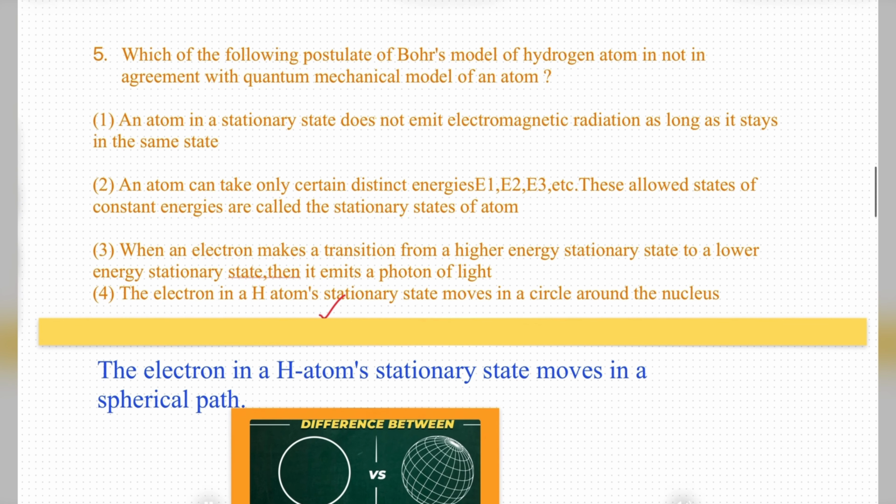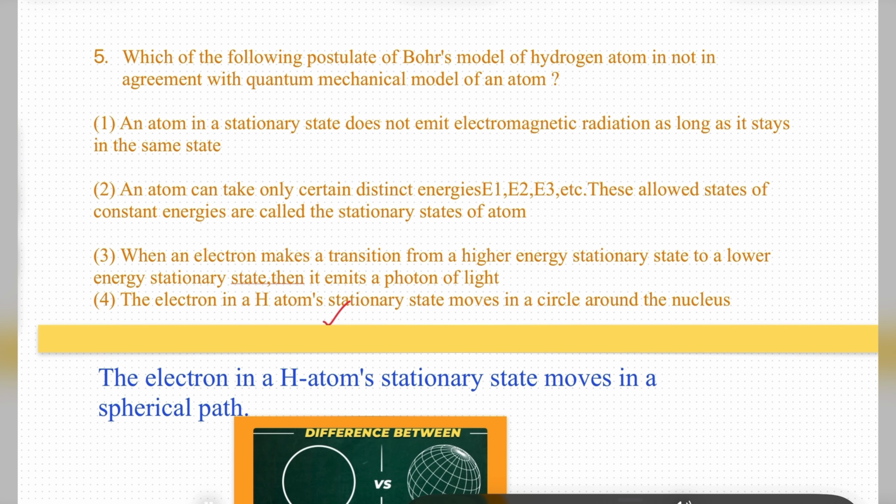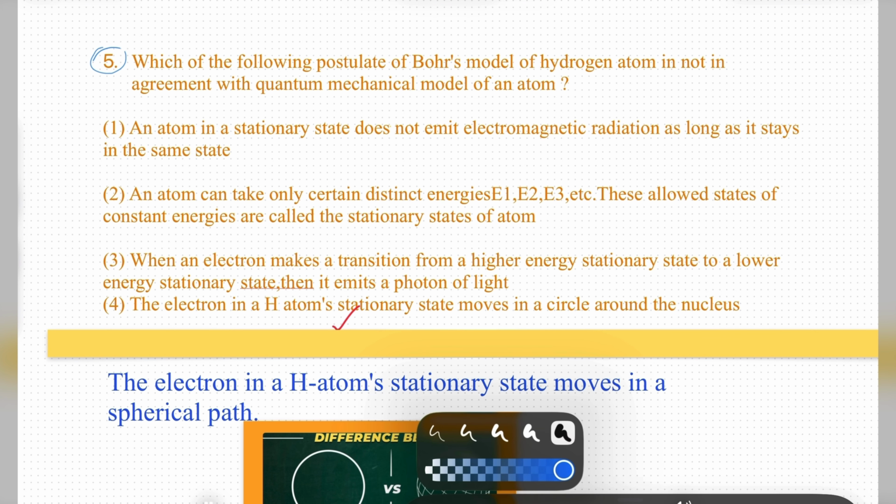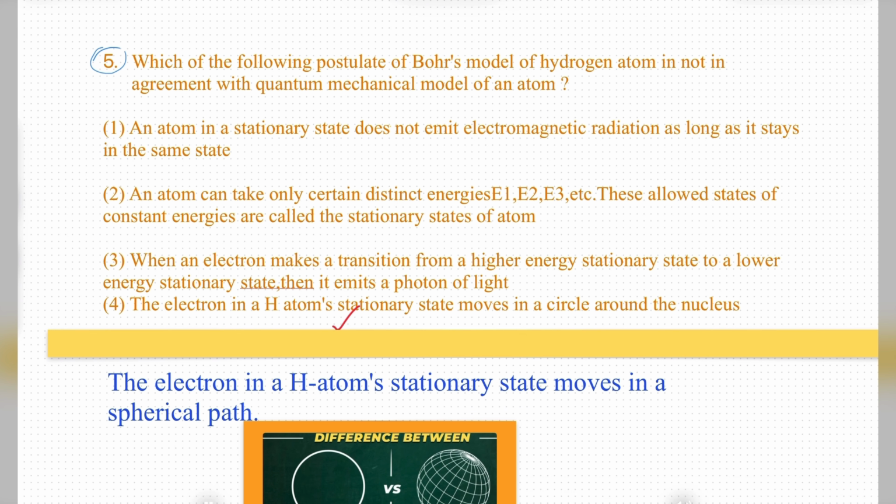Question: which of the following postulates of Bohr's hydrogen atom is not in good agreement with the quantum mechanical model of the atom? That is very important. Bohr's model is not in good agreement with quantum mechanics, that is what is being asked. Clear? So don't forget this. Bohr's theory does have good agreement in some points, but the question asks for the point that is not in good agreement.